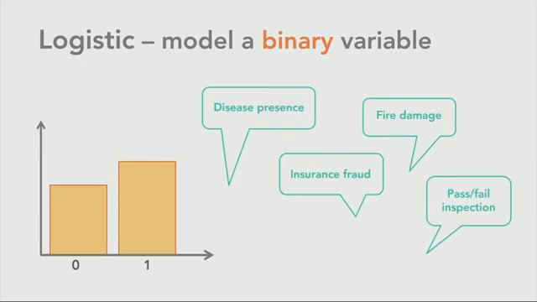Other types of logistic model examples would be the presence or absence of something. Do we expect that we will see the presence of a certain disease here or not? Will we see a certain species here or not? Will we see fire damage or not? Is this insurance fraud, yes or no? Are we going to pass or fail an inspection? Things like these yes or no questions, to be or not to be.